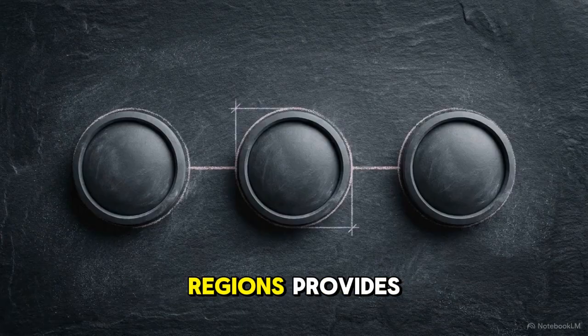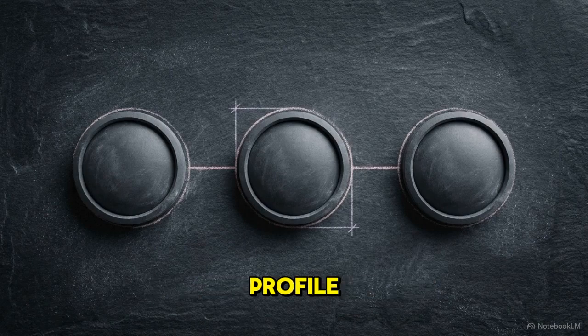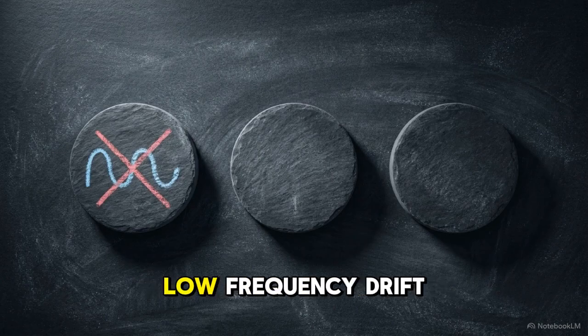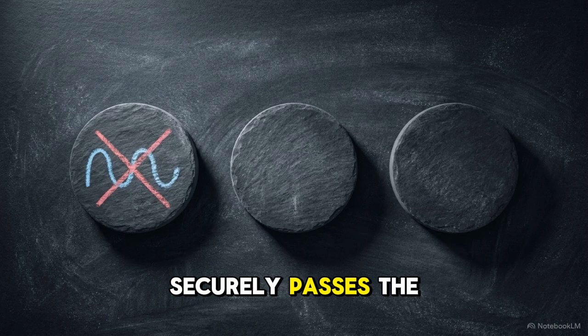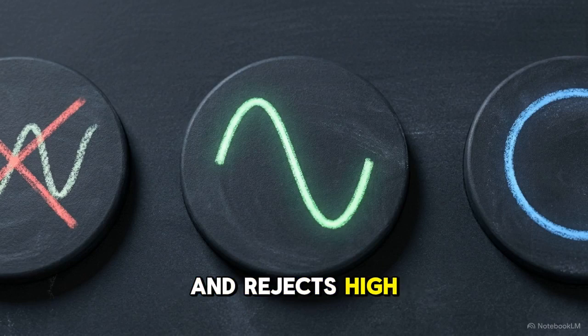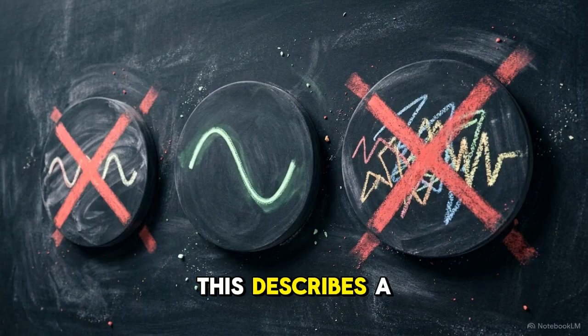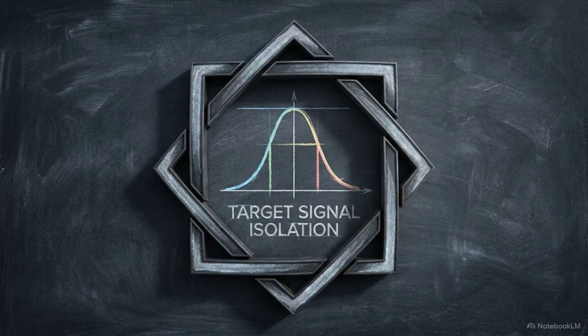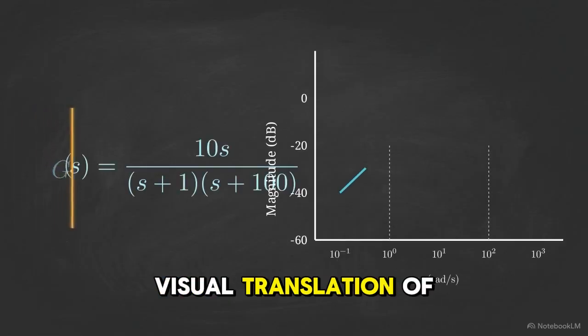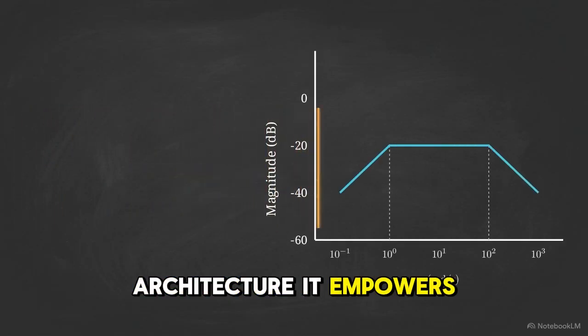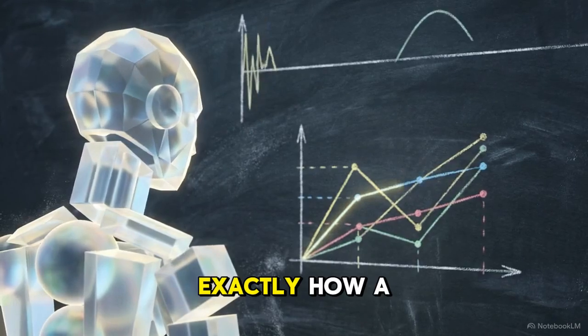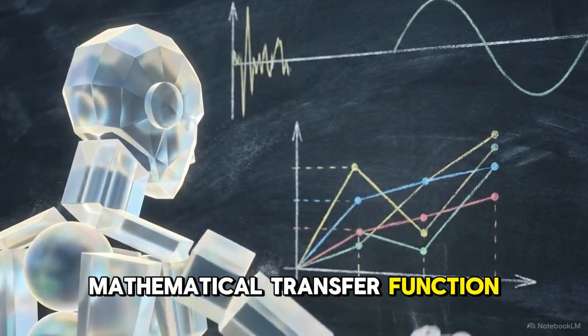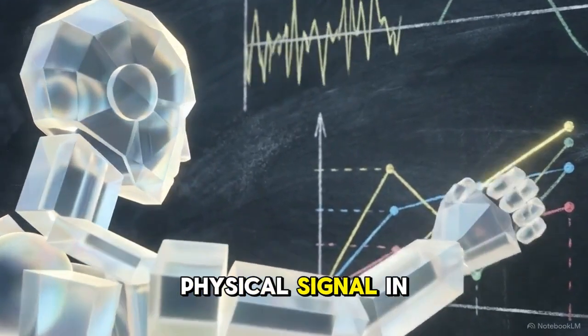Consolidating these three regions provides our exact operational profile. The architecture rejects low-frequency drift, securely passes the mid-frequency signal, and rejects high-frequency noise. This describes a textbook bandpass filter. The Bode plot is a direct visual translation of a system's architecture. It empowers engineers to instantly see exactly how a mathematical transfer function will shape and command a physical signal in the real world.